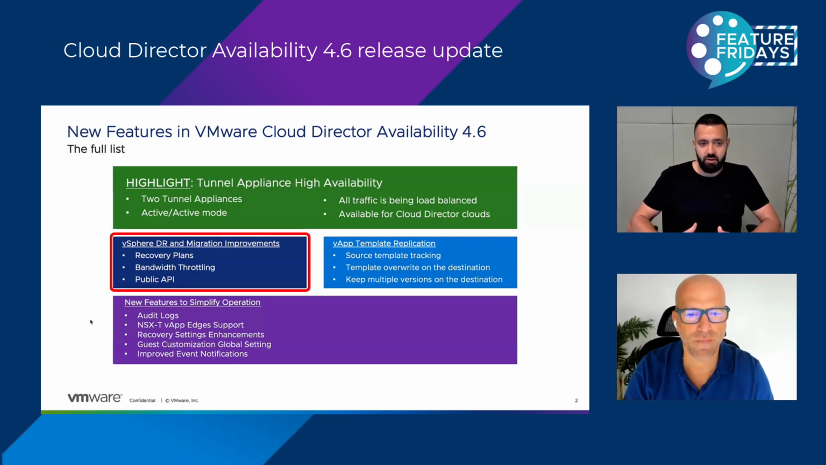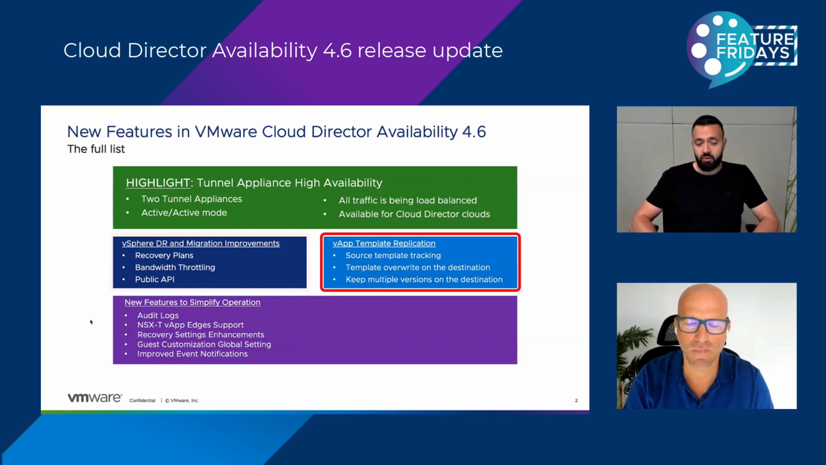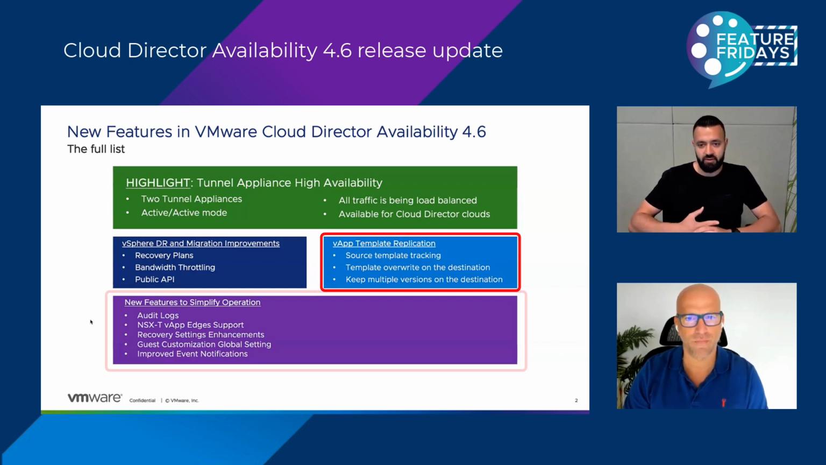Also, we have some improvements to vSphere DRM migration. As with every new release that we publish since we announced this feature, we have now added the recovery plans, bandwidth throttling, and also a public API is now available, which was not available in the past versions. Also, the vApp template migration that was available in past releases now gets an upgrade with the replication capability. So now we can create multiple copies when a template is modified, not just a single migration. I'm going to demonstrate that even live.